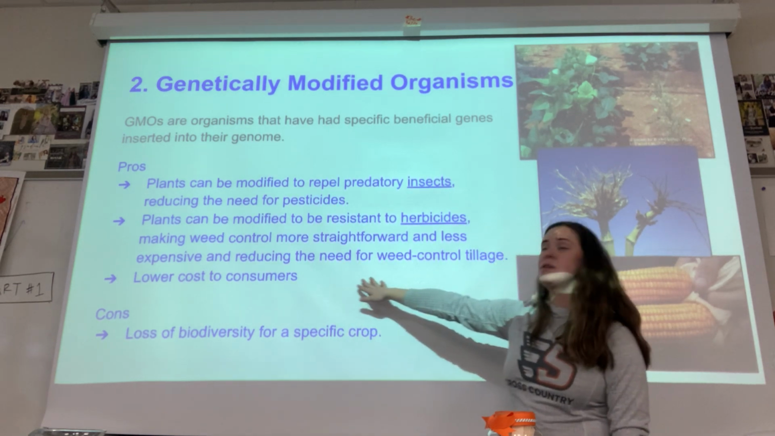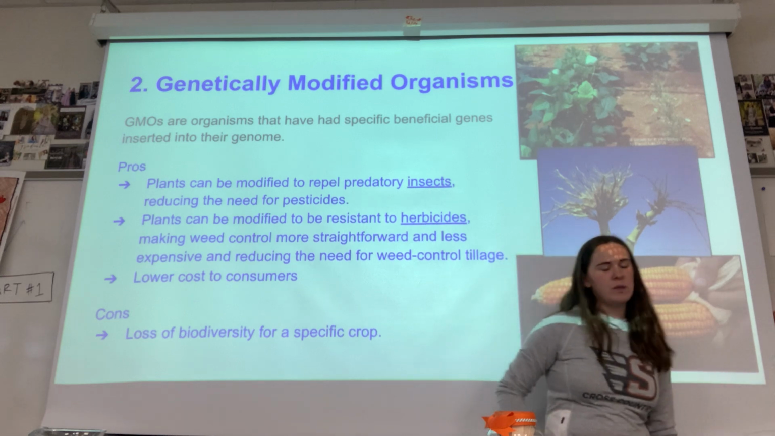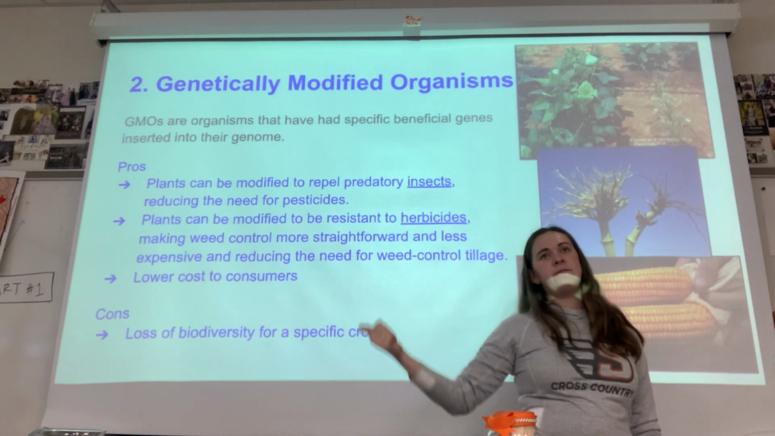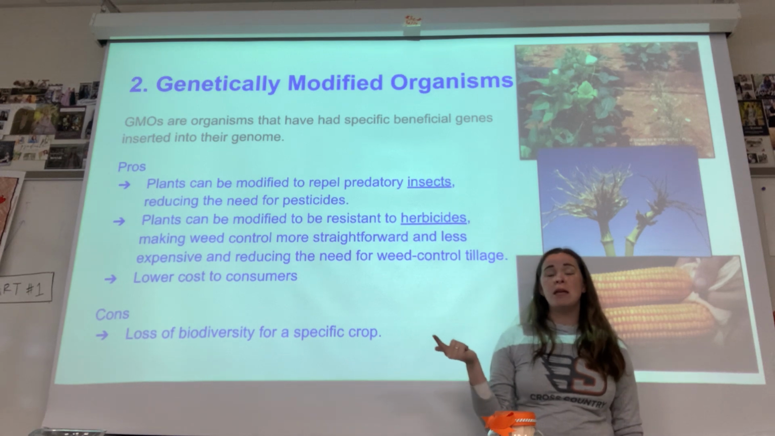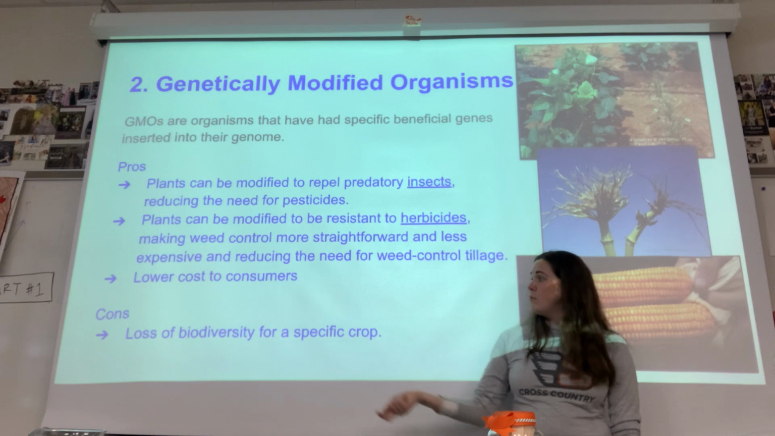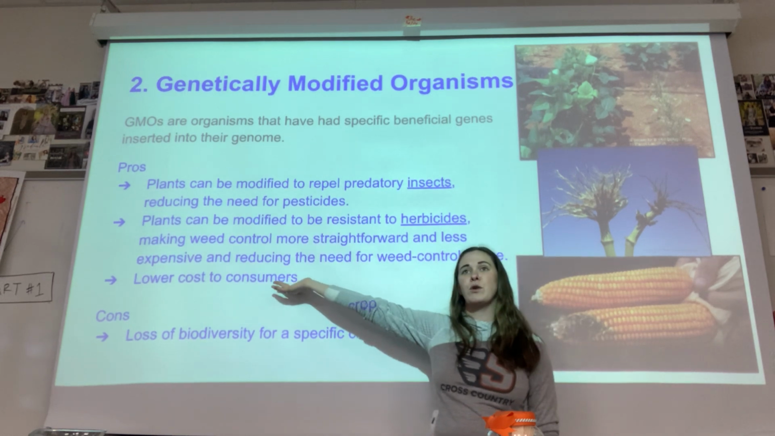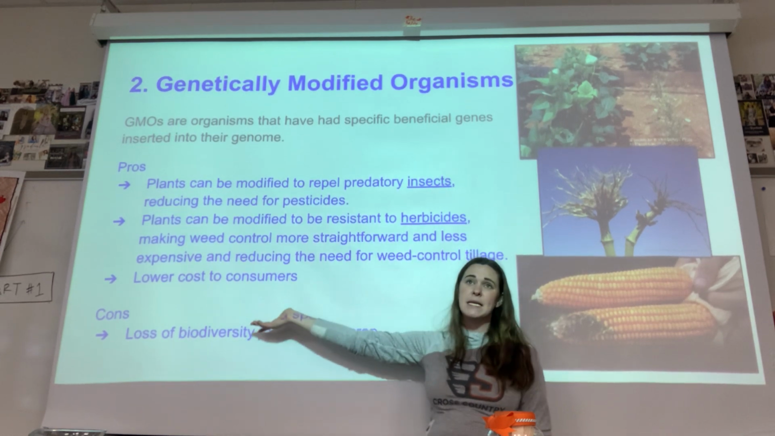And then lower cost to consumers. So the more GMOs we use, the less pesticides you're going to have to use, and the fewer crops you're going to lose to insects. It means that you're going to be able to make crops for cheaper, which means that consumers can buy crops for a more reasonable price.